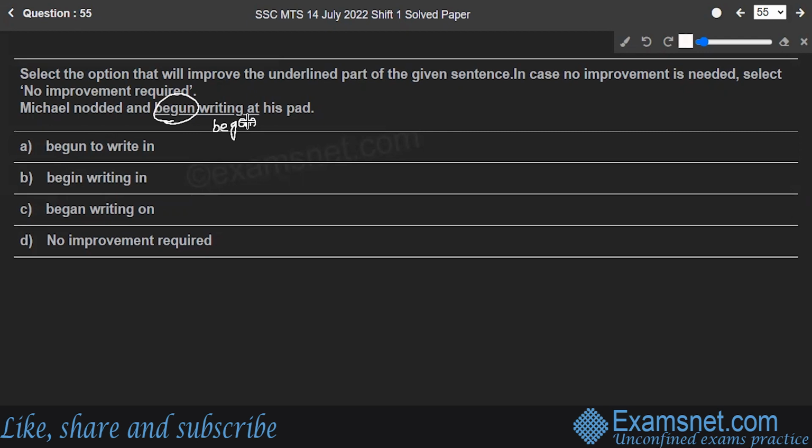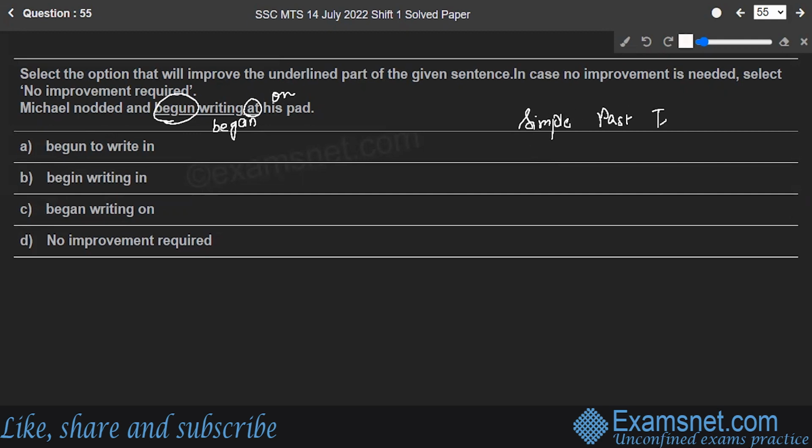And the preposition at should be replaced with on. Okay, so this makes the sentence correct. Begun is the third form of the verb begin, which means to start doing something. The given sentence is written in the simple past tense.